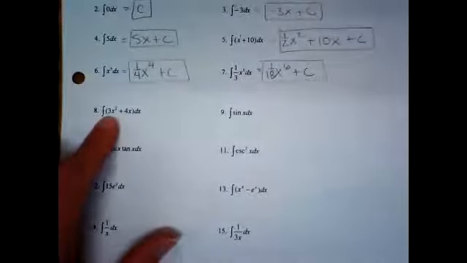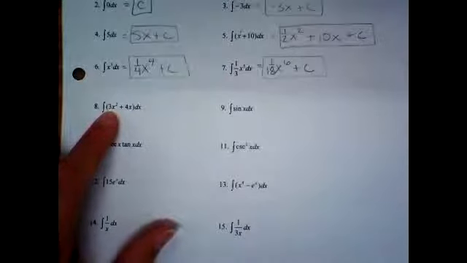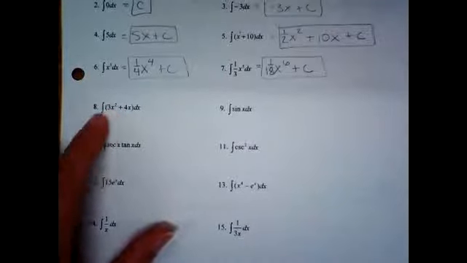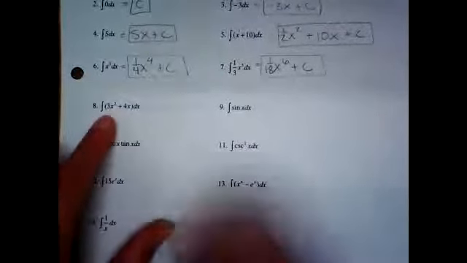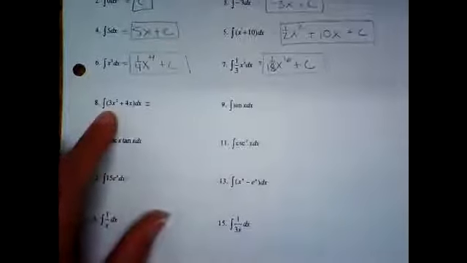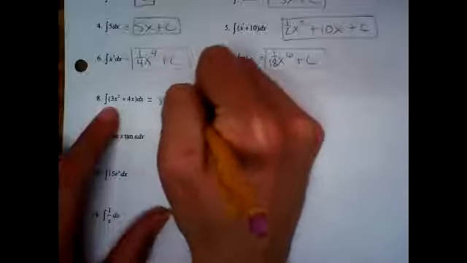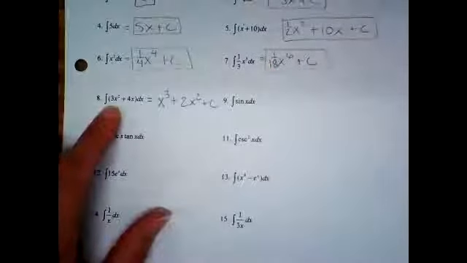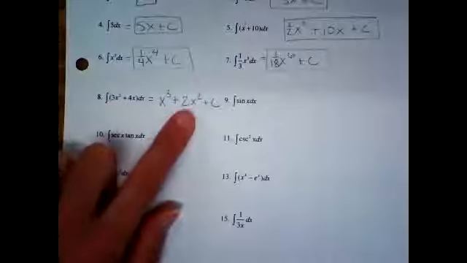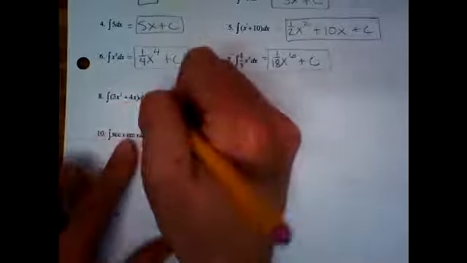All right, what do you guys think for this one? You need a function that if you did the derivative, this would be your answer. Good, plus c, perfect. X to the 3rd, that would give you 3x squared. 2x squared, that would give you 4x, and then plus a constant.